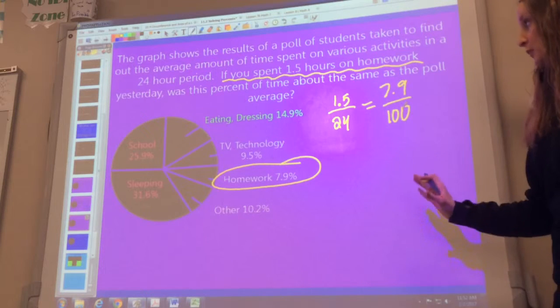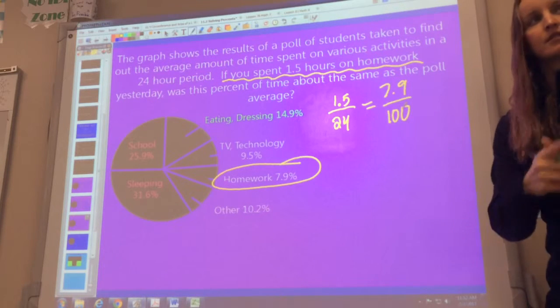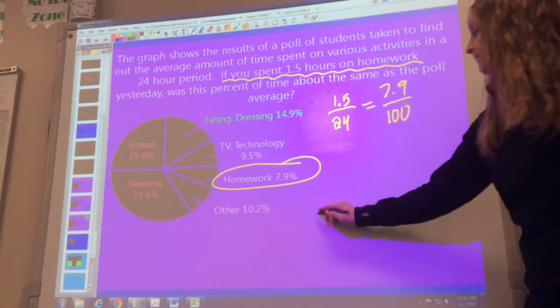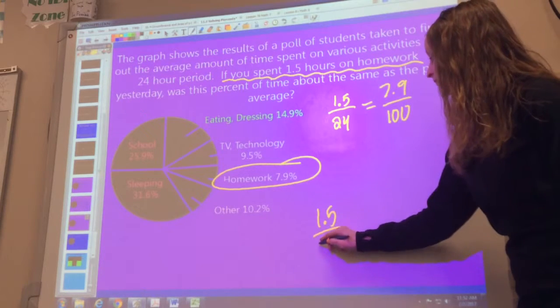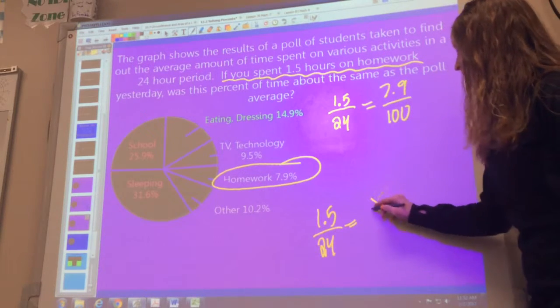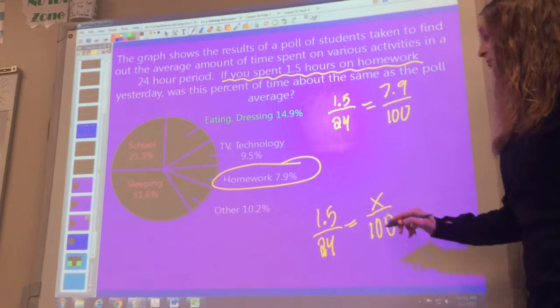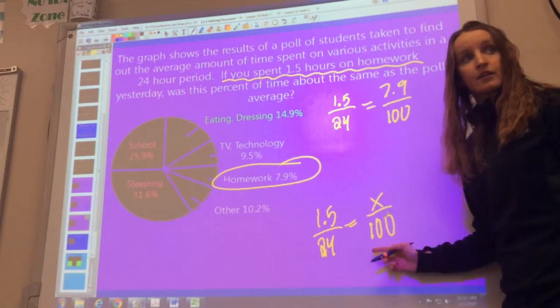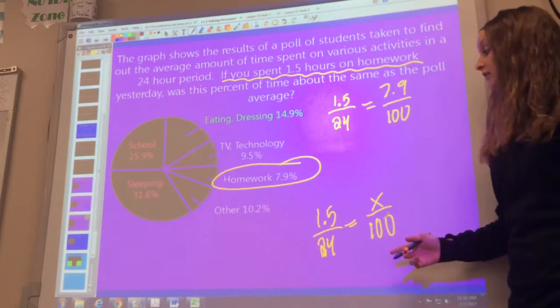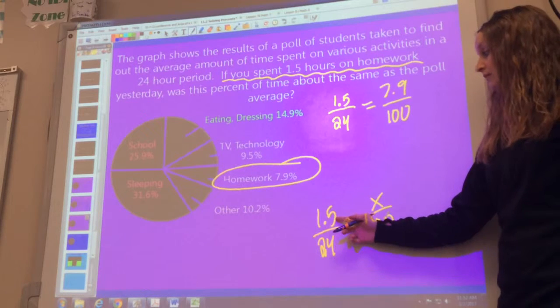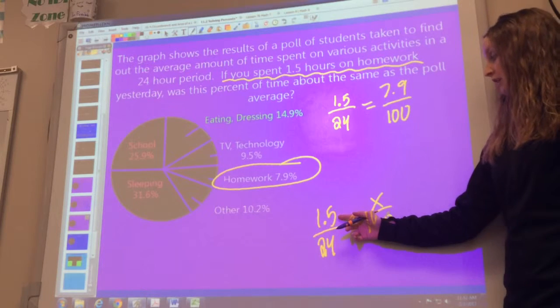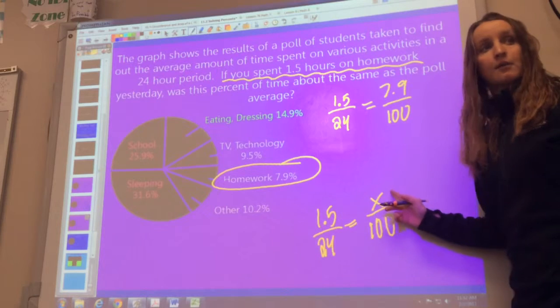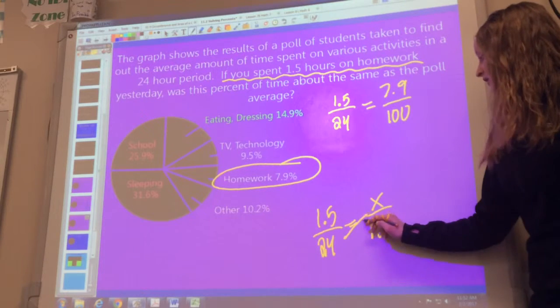Does someone have one way that they solve this? Sass: 1.5 over 24 equals x over 100. Yeah, okay. Let me explain. Do you want to explain why you did that? Because there's 24 hours in a day. They told you there's 1.5 hours of just doing homework. And so you just found out how much you actually spent. You're trying to find the percent.